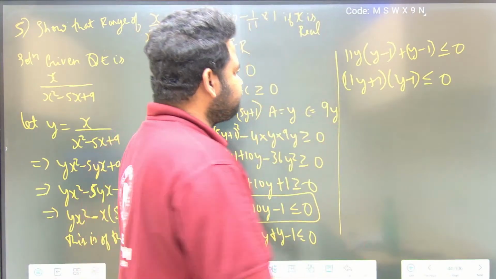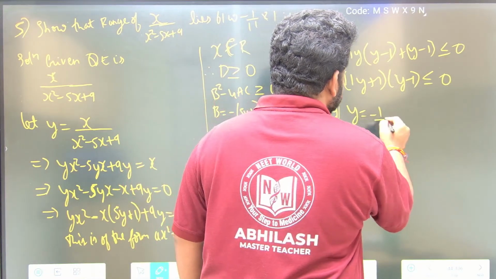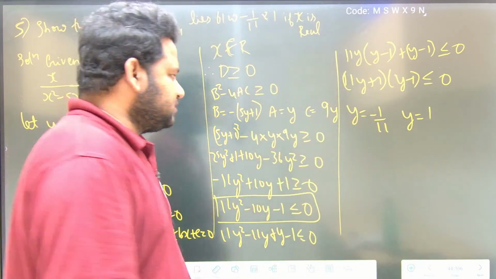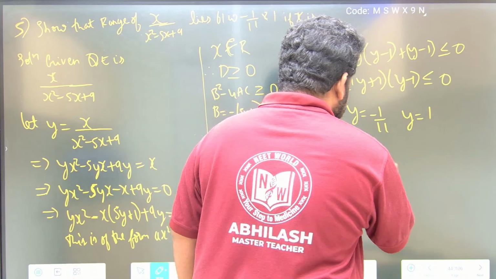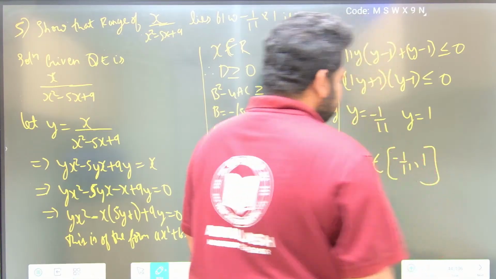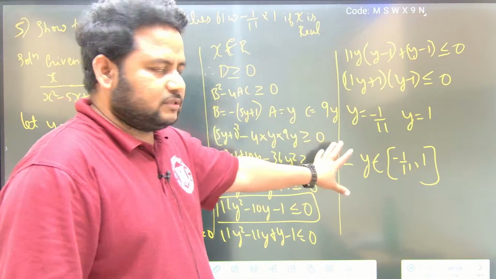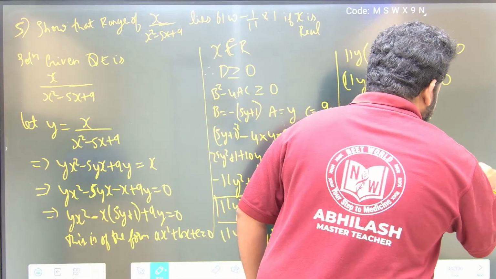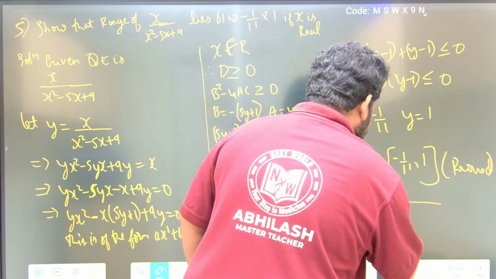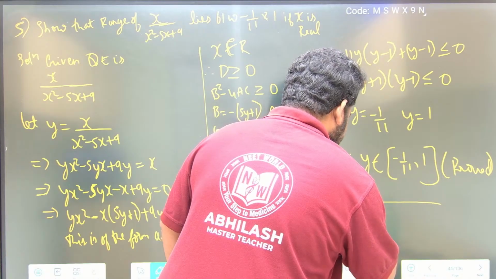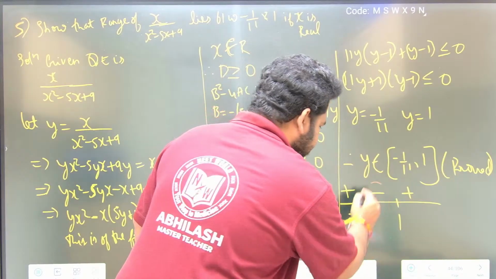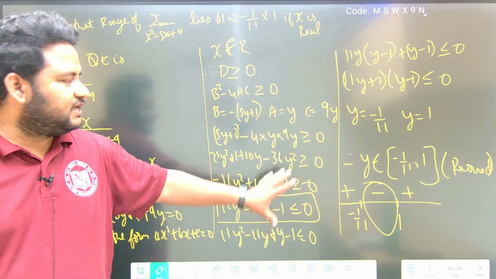This means y is equal to minus 1 by 11 and y is equal to 1. Therefore y belongs to minus 1 by 11 comma 1. Therefore proved. See here, what do we mean? If we use the wavy curve method, with minus 1 by 11 and 1 marked, the signs will be plus, minus, plus, so it lies in between. This is the way we got to solve this question, friends.